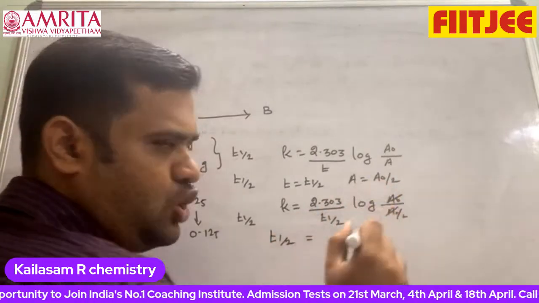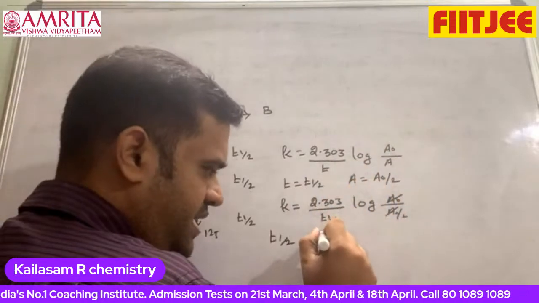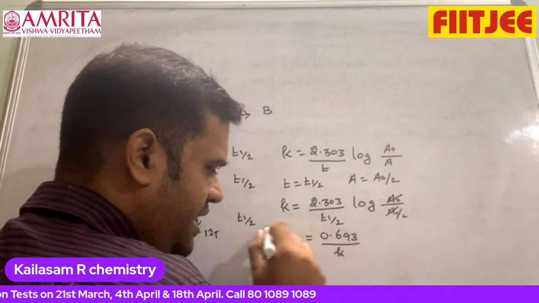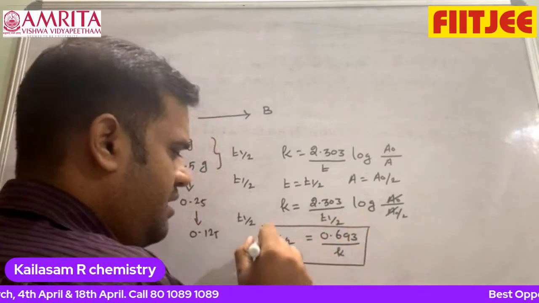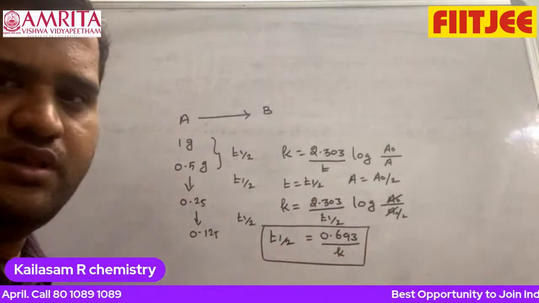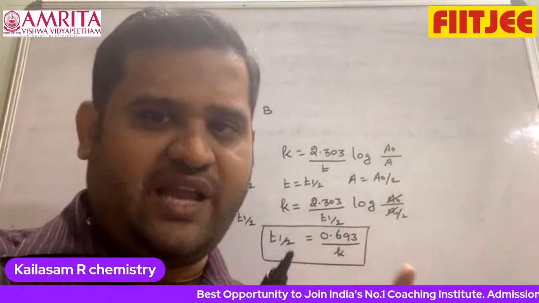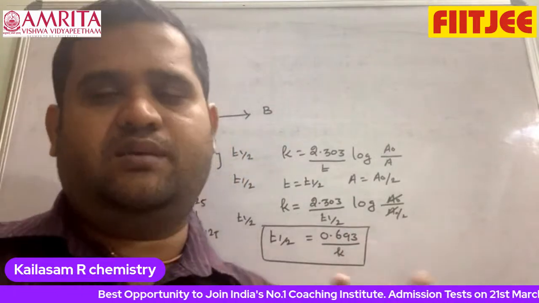So if I simplify that, log 2 is 0.3010. I am taking it as T half equal to 0.693 by K. That means T half of the first order kinetics is independent of the initial concentration of the reactant. What is the meaning of this?